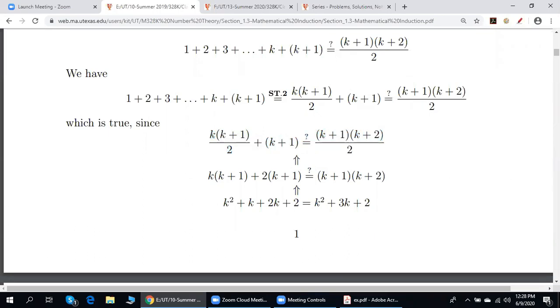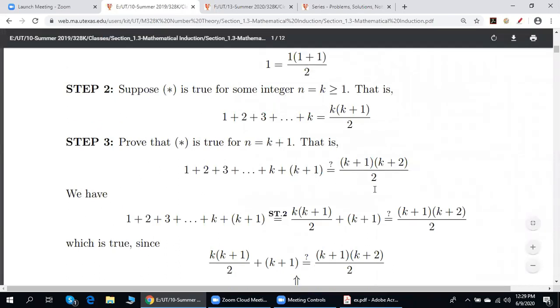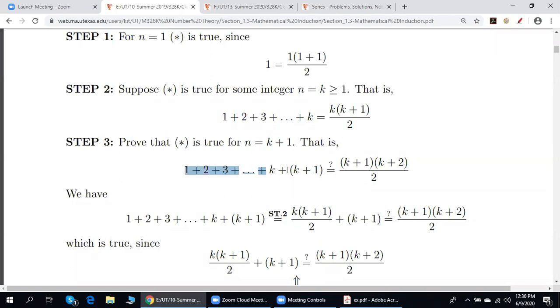Folks, any questions here? So essentially, in basic terms, we want to prove that step 2 plus the next term is equal to the formula with k plus 1. Is that correct? Well, in simple words, when we prove the identity in step 3, we extract step 2 expression from step 3 expression. Because the whole idea is to use step 2 in order to prove step 3. Yeah, that's what I meant.